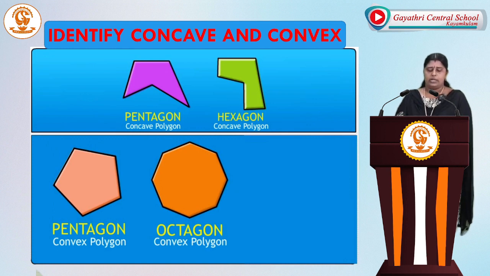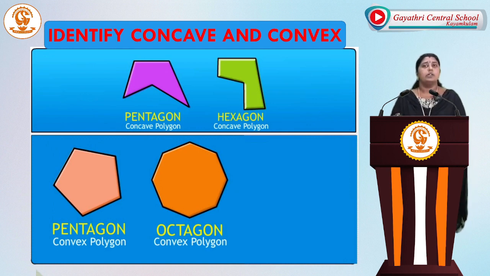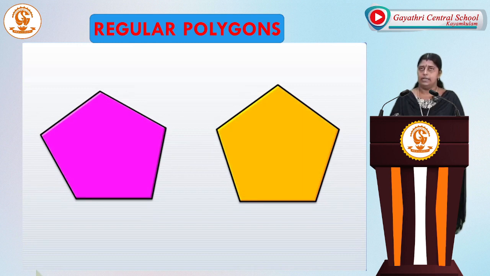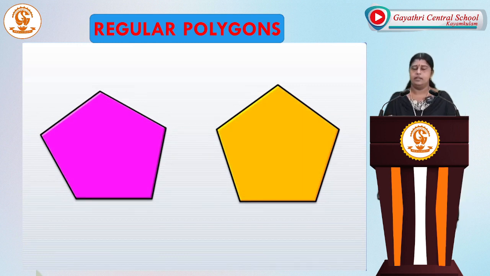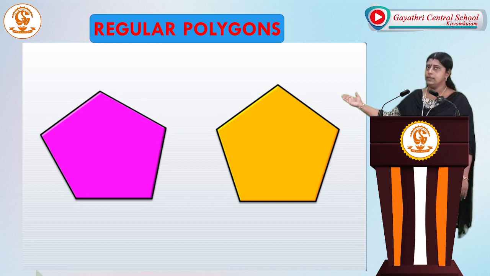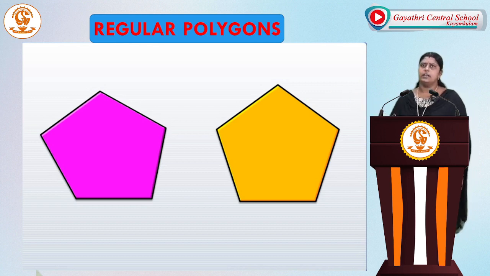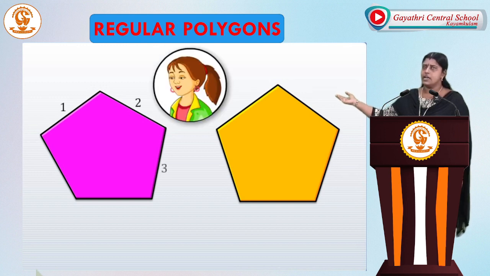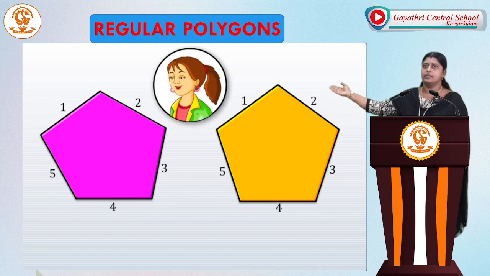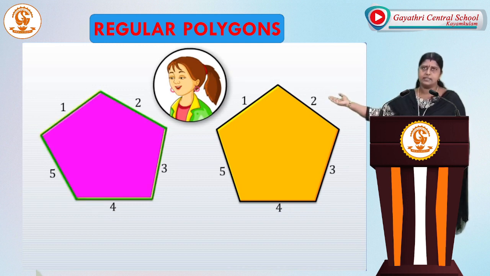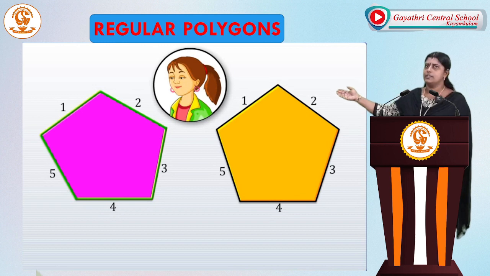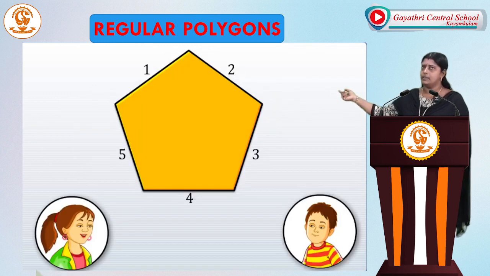Okay, now we are going to discuss regular polygon. Here, 2 shapes. In the first figure, we can see there are 5 sides. These two figures are 2 pentagons. In the first figure, there are 5 sides. Second figure also, there are 5 sides. But in the first figure, we can see the sides are different. But in the second figure, we can see all of its sides are equal and all of its angles are equal.